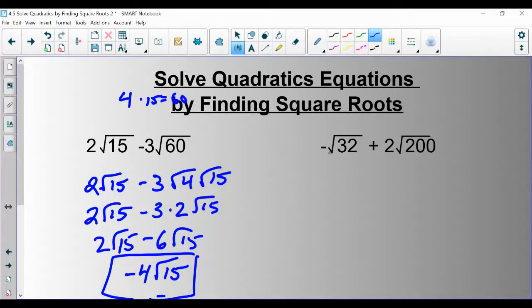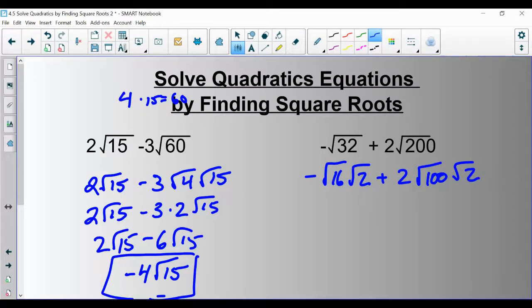Okay, so we have negative root 32, and 32 does have perfect square factors. If you look at that list, 16 is the biggest factor of 32. That's a perfect square, and it would be 16 times 2. And if you're looking at the number 200, 100 is the biggest perfect square factor. So it would be root 100, root 2.